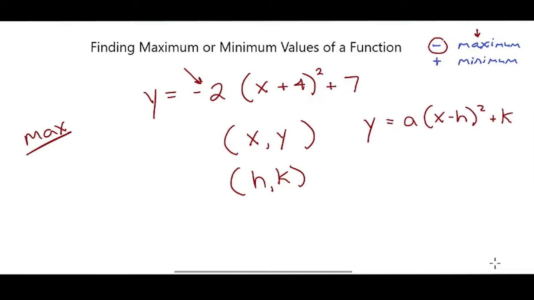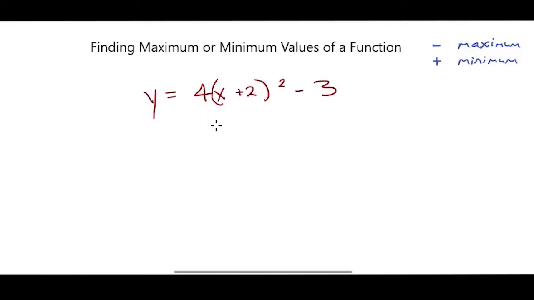Now you'll notice that I'm looking for the y coordinate of the vertex. So I'm looking for k. Well, k is right here at the end. That means that my maximum is 7. So on this one, you would just write maximum equals 7. And that's how you find a maximum of a quadratic function written in vertex form.